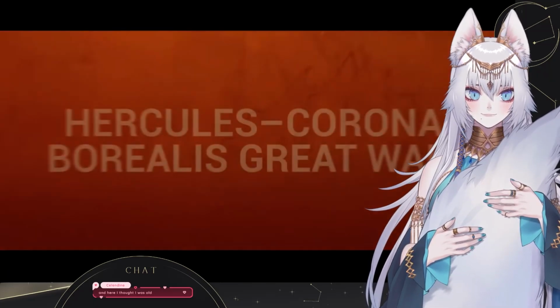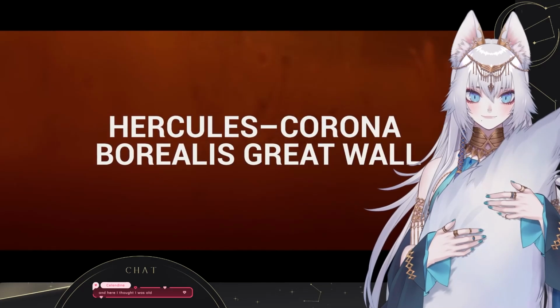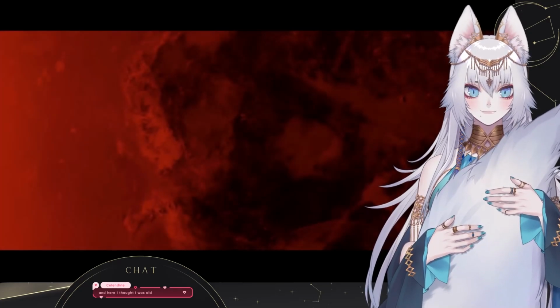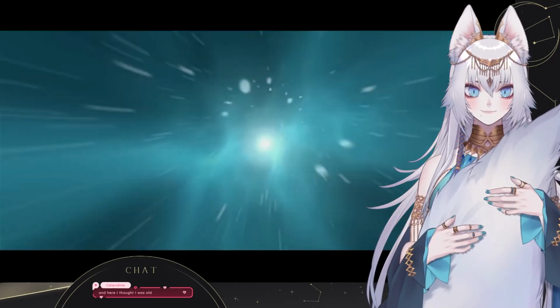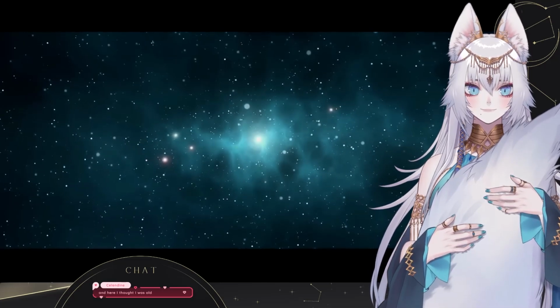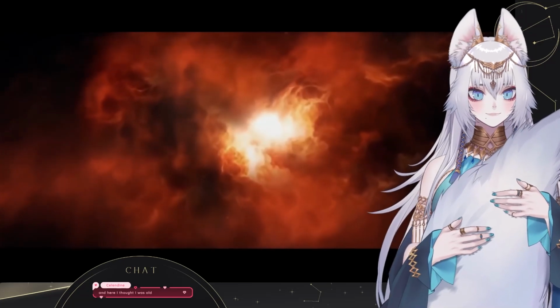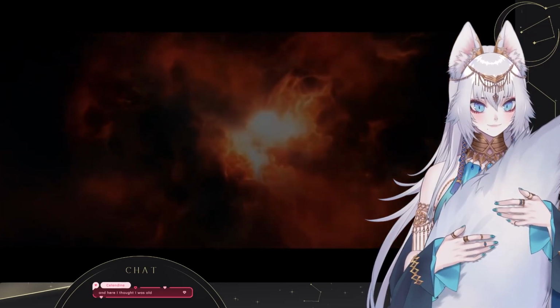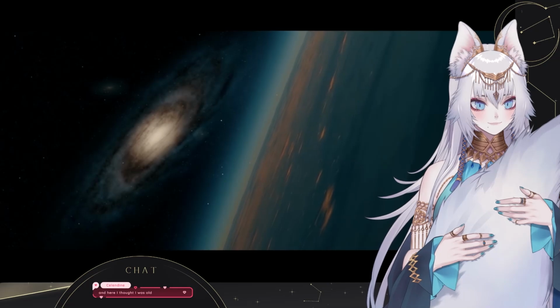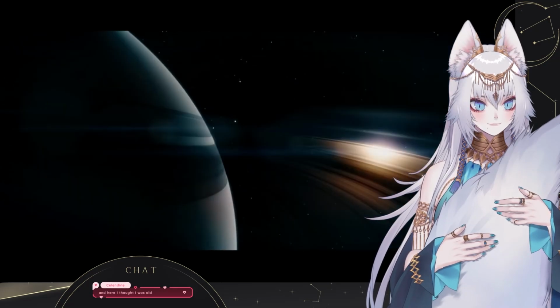universe, the Hercules-Corona Borealis Great Wall. It's a bit of a mouthful, but rightfully so. Why? Because it physically should not exist. It is 10 billion light years long, 7 billion light years wide, and nearly 1 billion light years deep. This means that light would take 10 billion years to cross the entire wall only once.